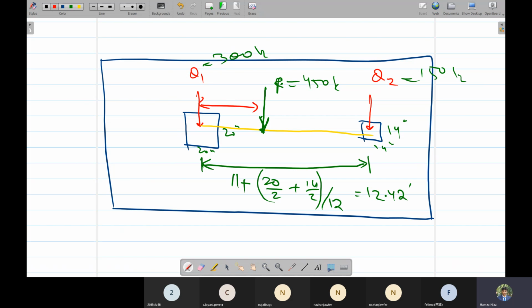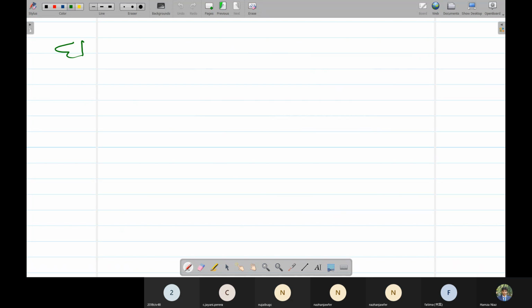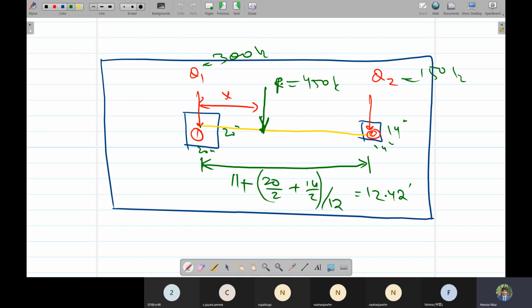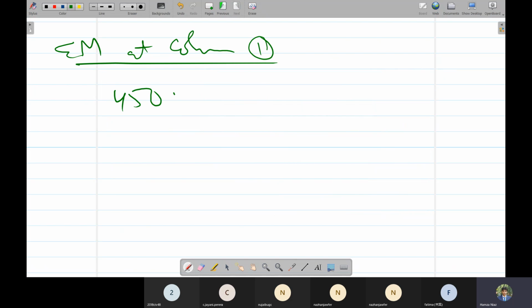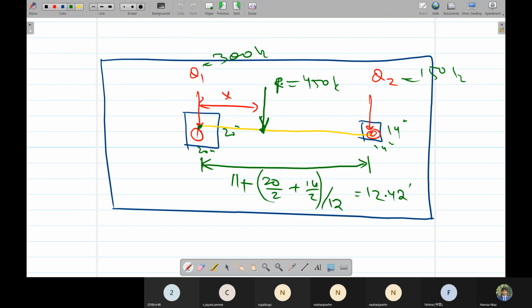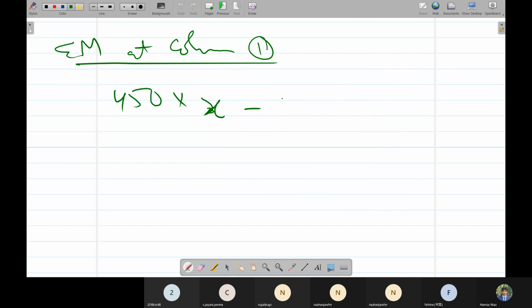If we assume this is the x dimension, this is column 1 and this is column 2, and the distance of the resultant from the first column is x, we can find x by equating moments at point O. Summing the moments at column 1, the first load is 450 times x, and the second load is 150 times this distance, 12.42, equal to 0.